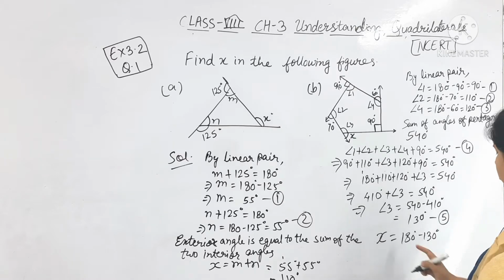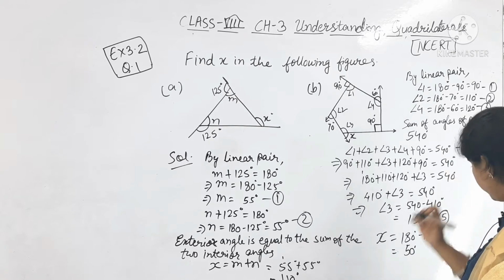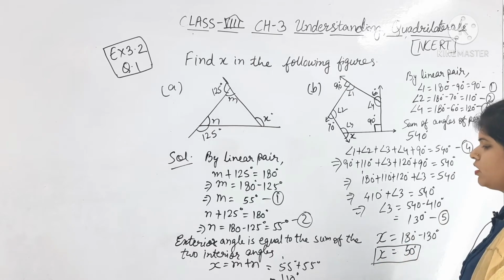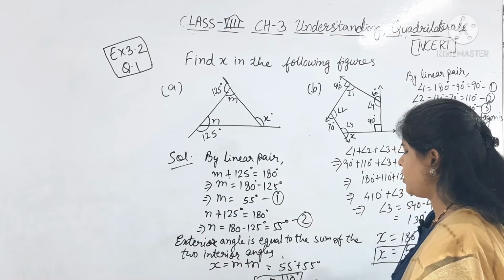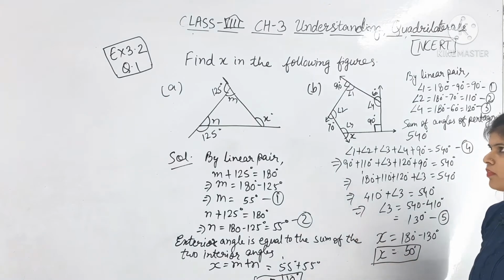Okay, so here 180 minus 30 is x equal to 50 degree. So I am getting here x equal to 50 degree and here x equal to 110 degree. So this is the question number 1 of exercise 3.2.